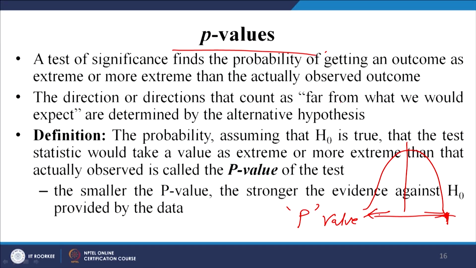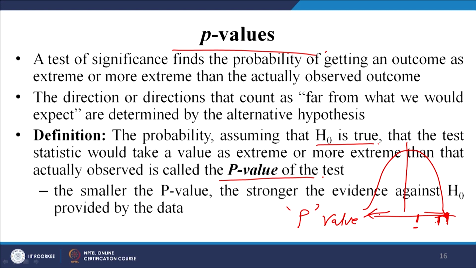Let us see this. A direction or directions that count as far from what we could expect determine the alternative hypothesis. The probability, assuming that H0 is true, that the test statistic would take a value as extreme or more extreme than that actually observed is called the P value. That means if your calculated value and your probability P value are lying somewhere here, you are rejecting the null hypothesis.